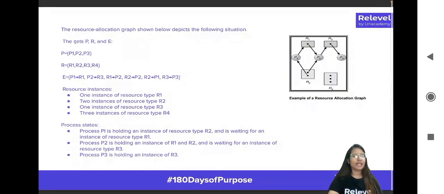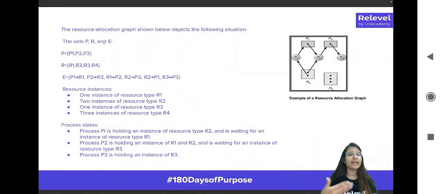You can see here that we have the sets P, R and E. These are the three types we have present. P stands for all the processes, which is P1, P2, P3. R stands for the resources, which are 4 resources. E stands for the edges. So we have an edge from P1 to R1, P2 to R3, R1 to P2, R2 to P2, R2 to P1, and R3 to P3. And in terms of instances, we have one instance of R1, one instance of R3, two instances of R2, and 4 instances of R4.